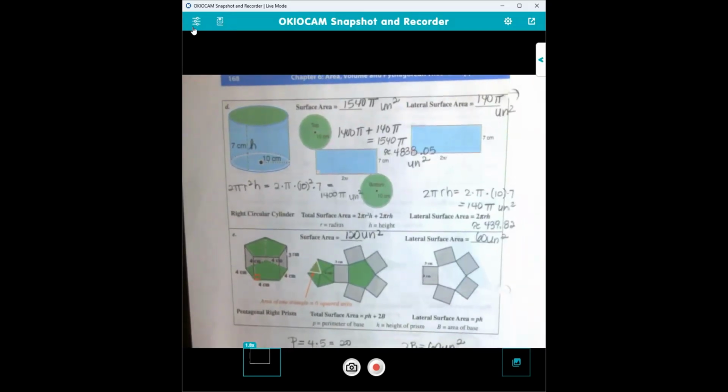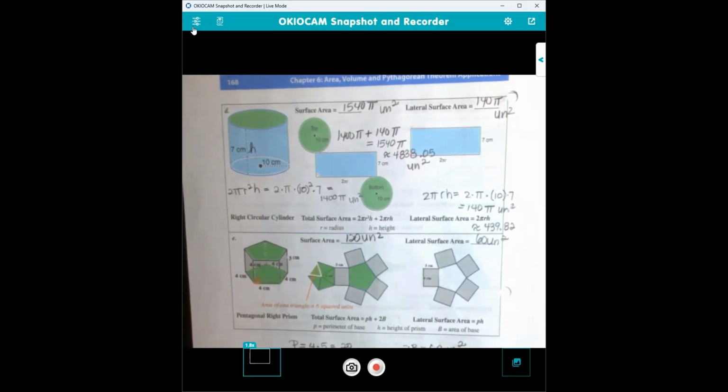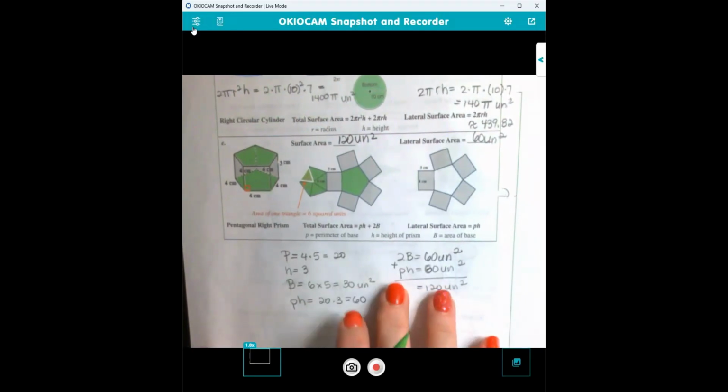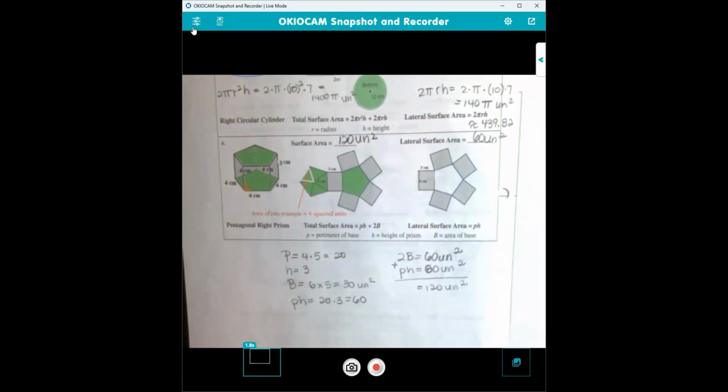And we have the cylinder, and we have a pentagonal prism. And then the last part, I'm going to put in the bottom in here. This is what I did to calculate this right here. And then the last part, all this is about area. So the next thing that we're going to look at is volume.